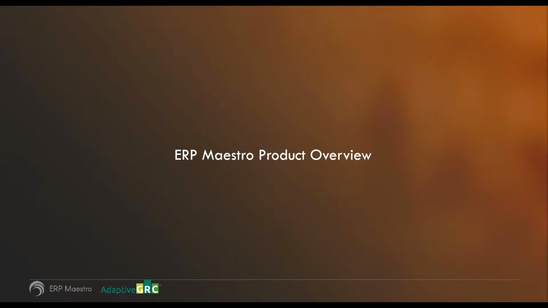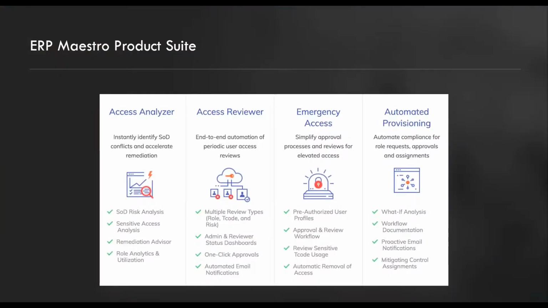Thank you, Jan. And now I'll provide an overview on the ERP Maestro product suite. I touched briefly on this earlier, but to begin with, our flagship module is called Access Analyzer. And this is a module which provides that robust rulebook of risks and will be able to report on all of the users and roles in your SAP systems. And what are we reporting on? We're going to be reporting on all of the conflicts and those critical and sensitive access.